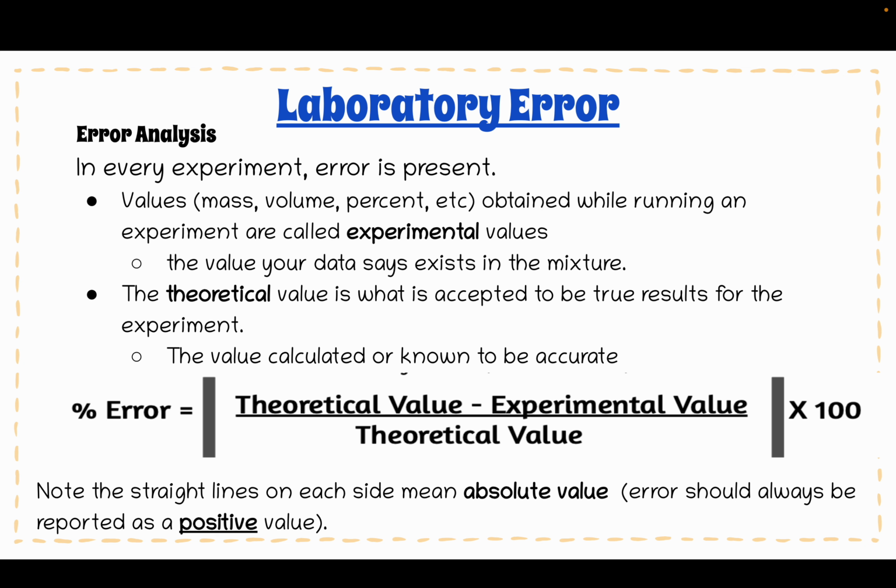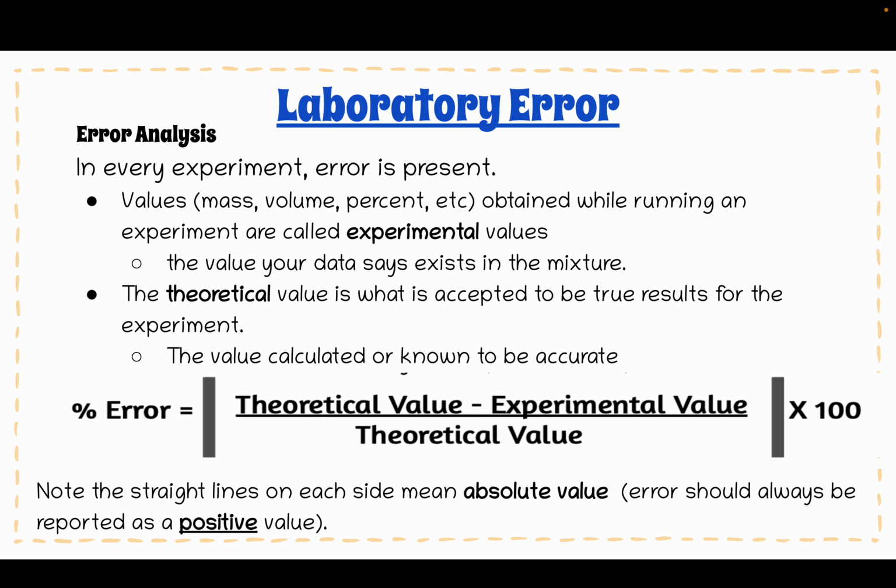When we do our error analysis, like I said, in every experiment, some error is going to be present. The values or measurements that we take while running an experiment are considered your experimental values. That's the value that you measured, your data says exists in the mixture. The theoretical value is what is accepted to be true for the experiment, or very often it's the value that's calculated or known to be accurate. For example, in a mixture, if someone made the mixture, they would know exactly how much went into the mixture. We could use that as an accepted value.